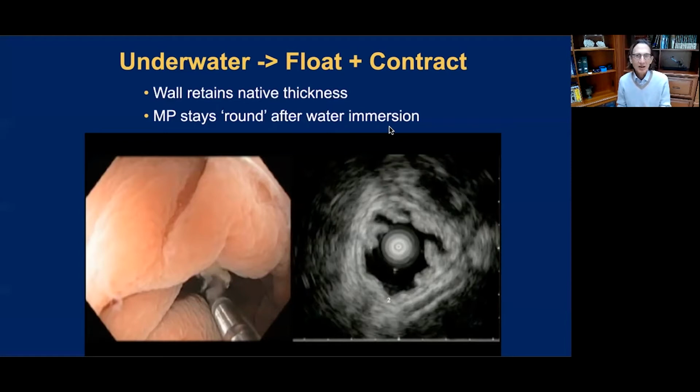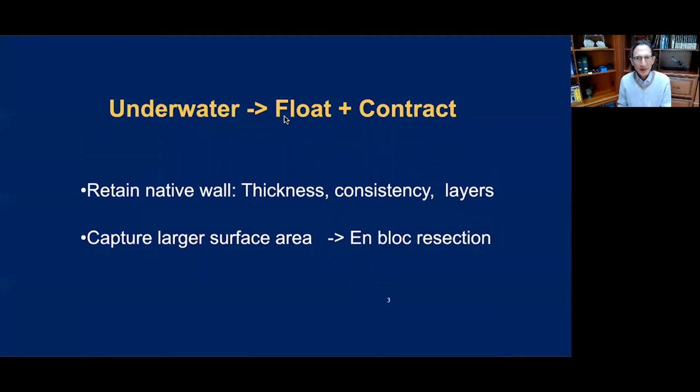And this is the reason why we perform submucosal injection to counter that effect. So when we go underwater, we get a floating effect and a contracting effect. And this floating effect is not just the absence of gravity. It's actually a true floating effect because the submucosa contains fat tissue. That's why on EUS, it's the third layer. It's echogenic. That's the fat in that layer. So it truly floats. We retain the native wall thickness and its consistency.